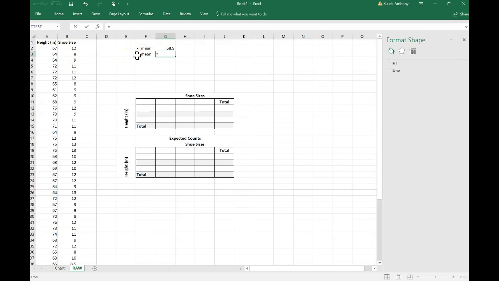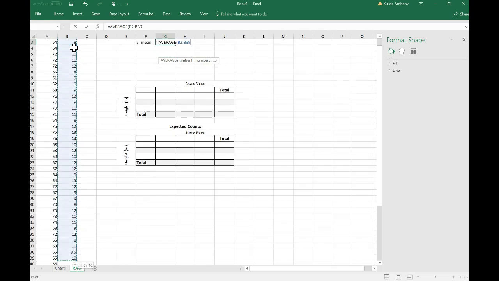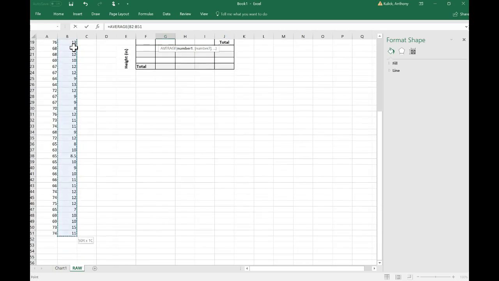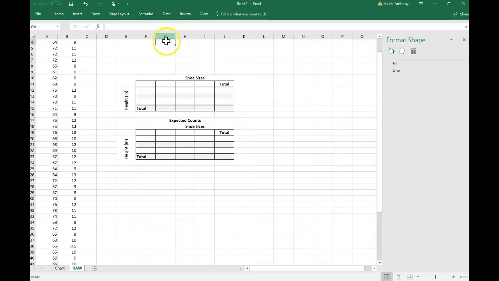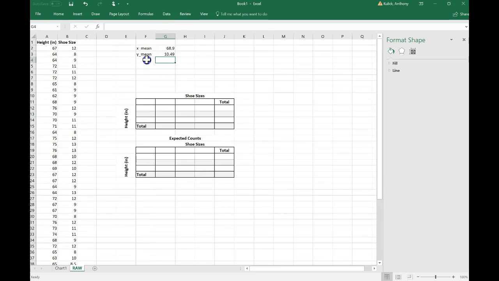Enter. And now we'll do the same thing for our y's. So double-click average, put my cursor into the shoe size, hold Shift and then press the down arrow, highlight that whole column, close the parenthesis in my formula, and then press Enter. Okay.